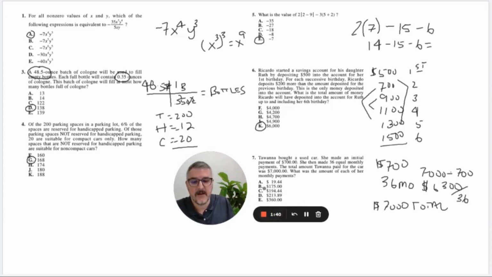And again, punch that into your calculator. And in this case, you're going to get B, $175 per month so that she could actually buy her car and own it outright.